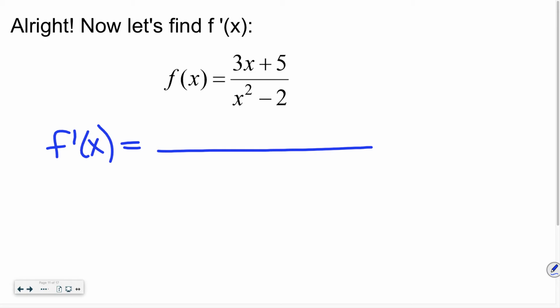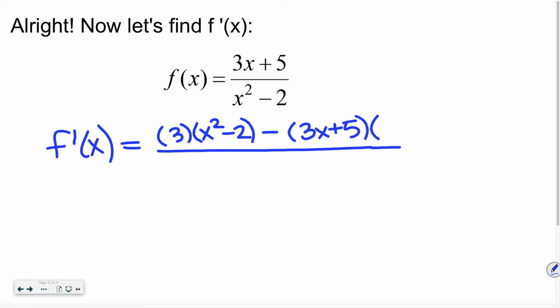Okay. So, our numerator. What's the derivative of our numerator? 3. And then our denominator, we keep as is. Minus, now we flip-flop. We keep our numerator, and we take the derivative of our denominator, which is, okay. And then our denominator, we keep it and square it.